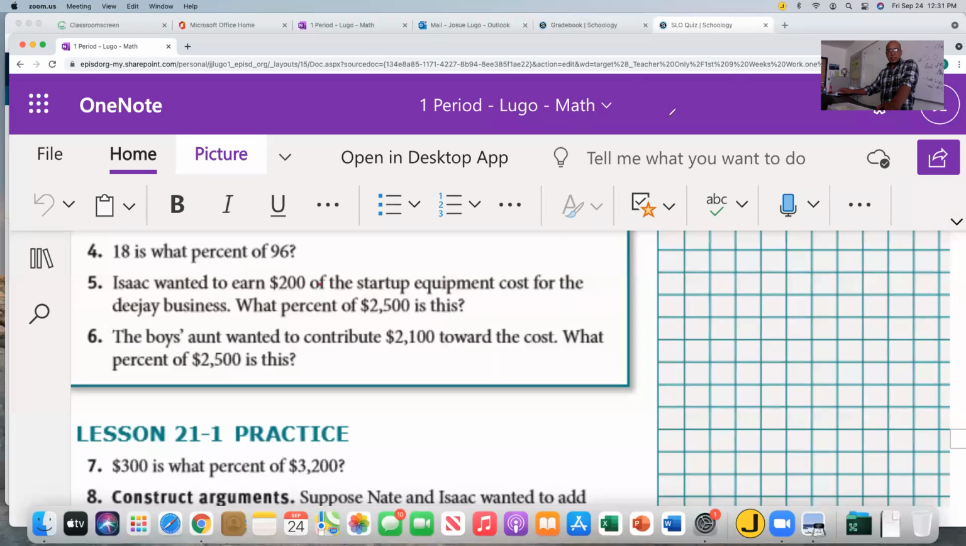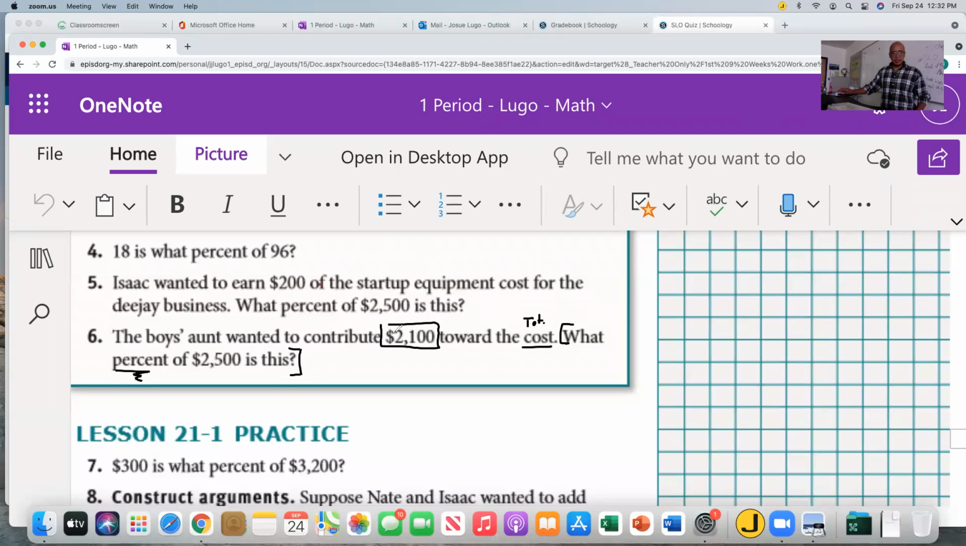Number 6 reads, the boy's aunt, okay, so there's an aunt, and she's going to help out her boys, wants to contribute $2,100 towards the cost. You might think the total cost. Okay, so we need to find the total cost. That's the total. The question is asking, what percent of 2,500 is this, meaning the 2,100?